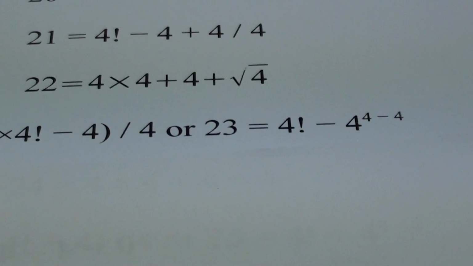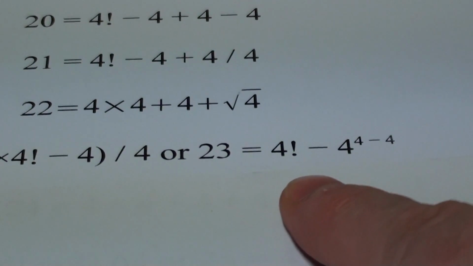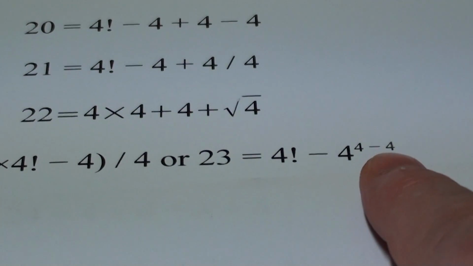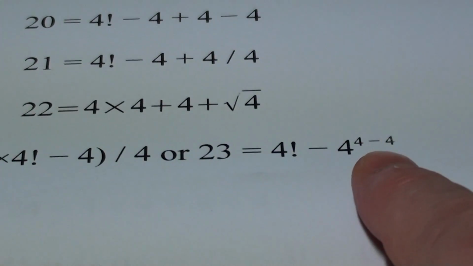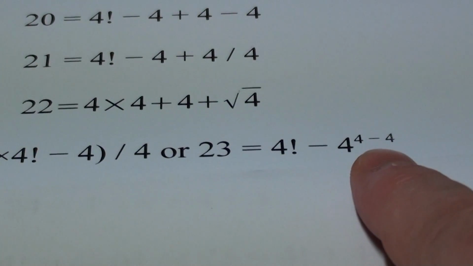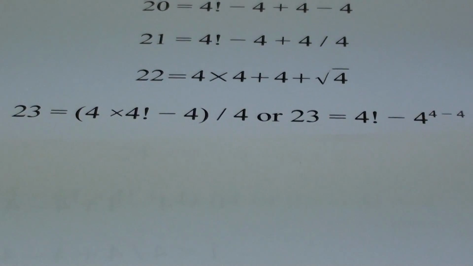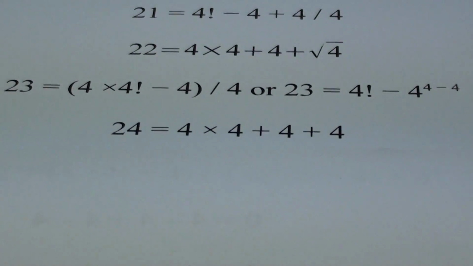So here's the other version for 23. Boom, here it is. I have to explain this. Of course, now you're familiar with factorial 4, which is 24. 4 minus 4 here is of course 0, and 4 to the power of 0 is of course 1. So that makes 24 minus 1. Next one is of course 24. 24, well, is actually very easy.